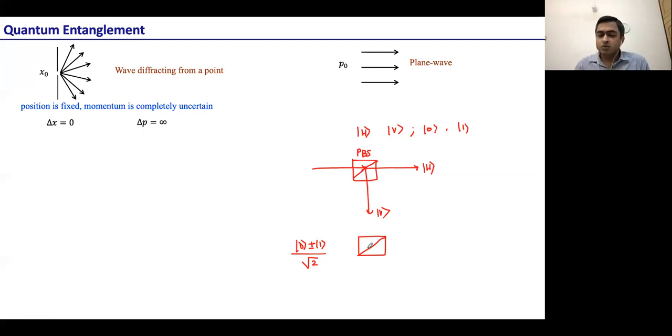Here it is doing it, here it won't, because this one separates based on the HV basis. So it doesn't work for this, which we can call the 45/minus 45 basis. But if you rotate the same device by 45 degrees, it becomes a perfect separator for (|0> ± |1>)/√2. In this direction I'll have (|0> + |1>)/√2, and in this direction I'll have (|0> - |1>)/√2. So now this is a perfect device for projective measurement in this 45/minus 45 basis.